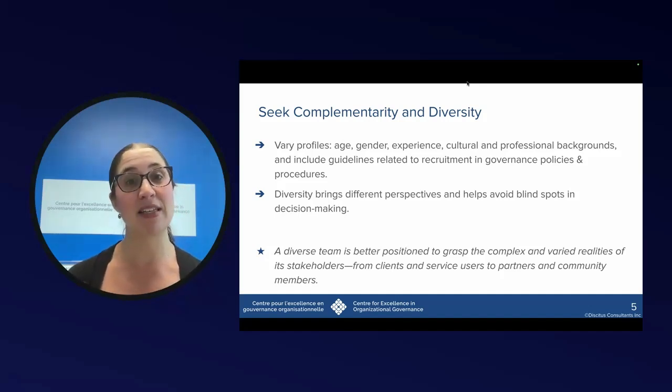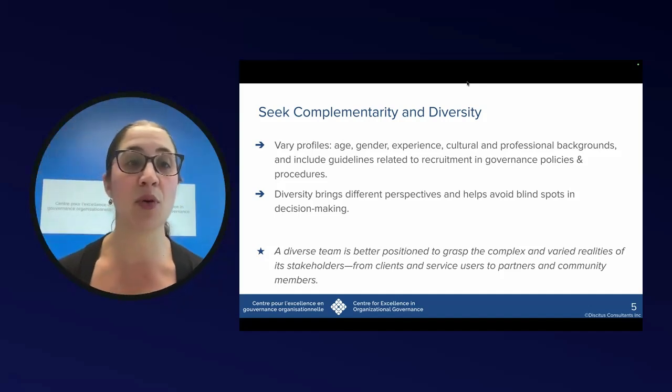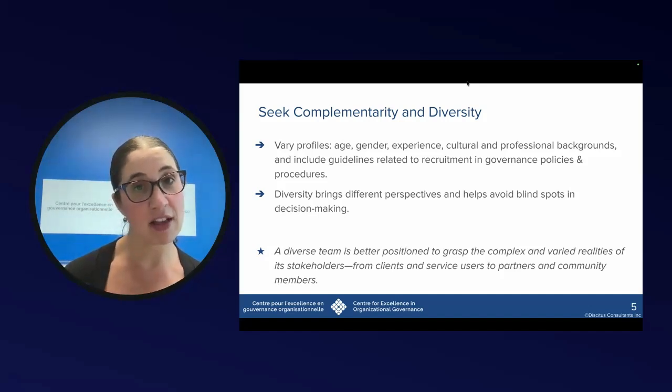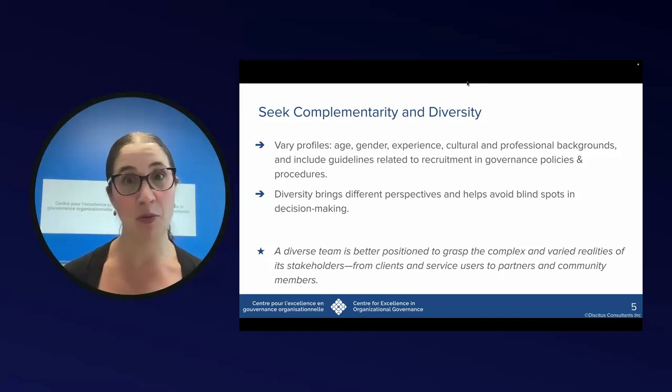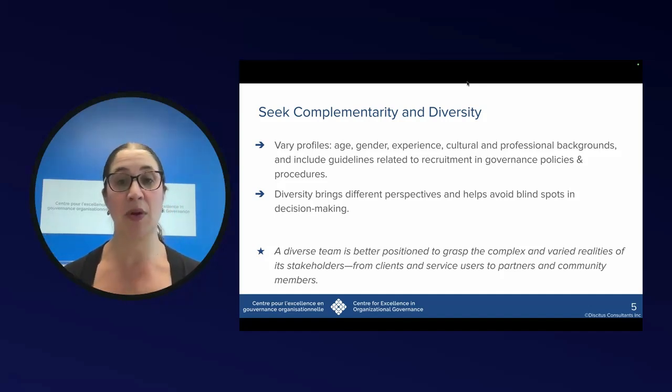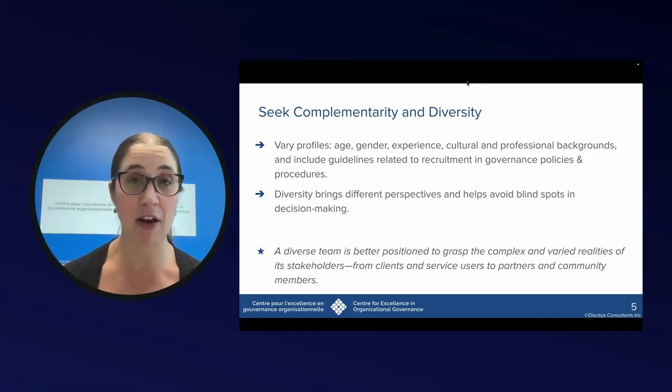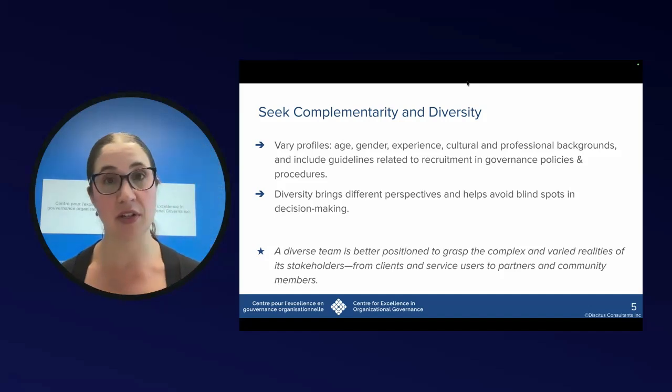So remember that by seeking complementarity and diversity, not just at the board level, also at the officer level, will help your board have a varied profile of individuals, will help bring different perspectives, and will help you better grasp the complex and varied realities of all of your stakeholders.